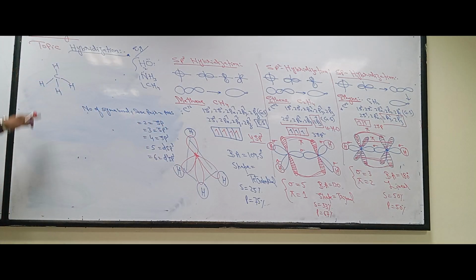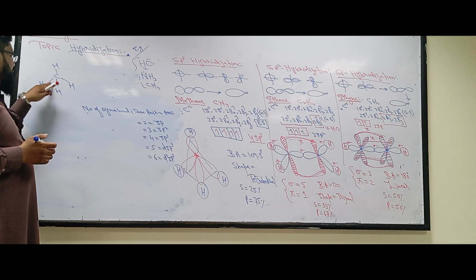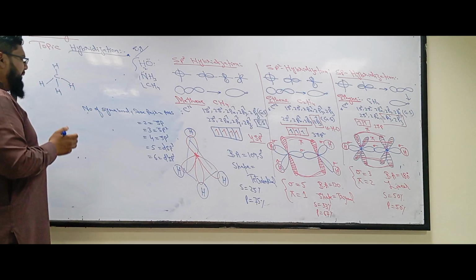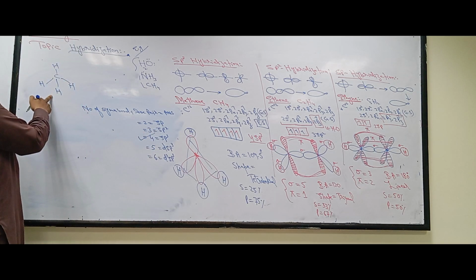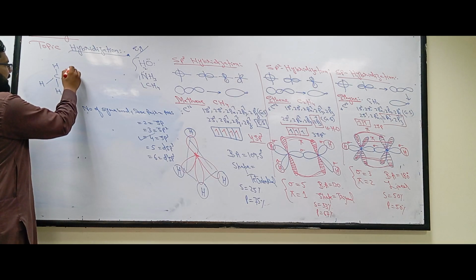Okay, now we will check. This is the central carbon atom. There are 4 sigma bonds and no lone pair. It's 4 plus 0, which means 4. The answer is 4. Then which type of hybridization is present in methane? Methane shows sp3 hybridization.